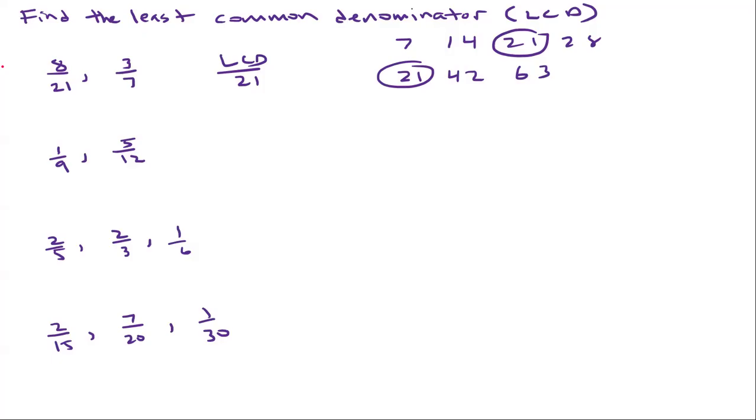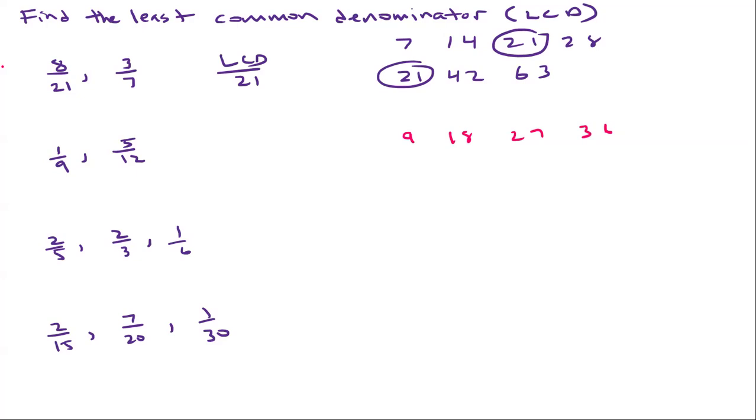So again, another way to do it is by listing multiples of that number. So I can do 9, 18, 27, 36, right? Those are multiples of 9.